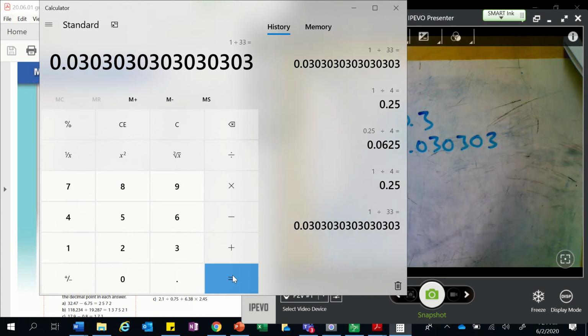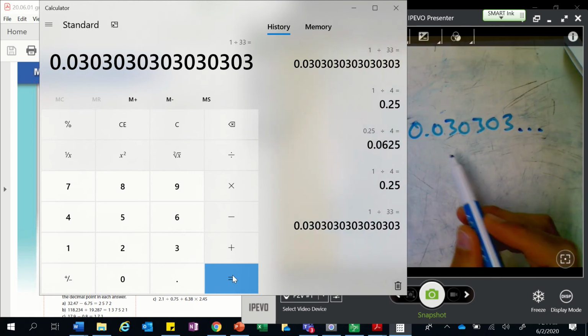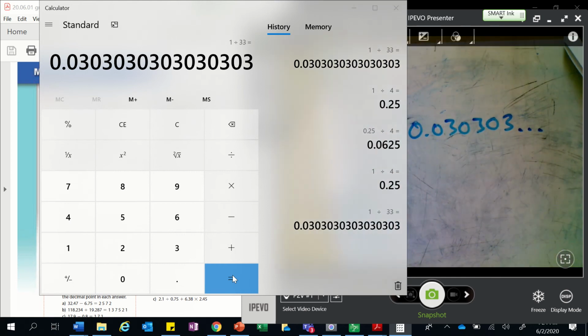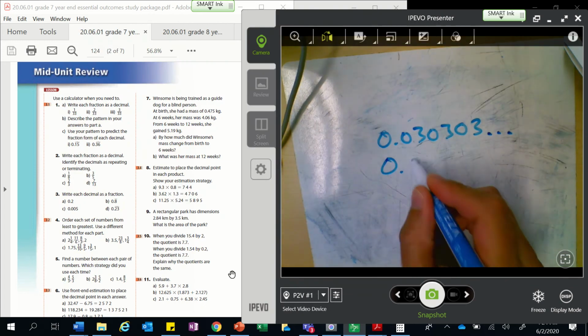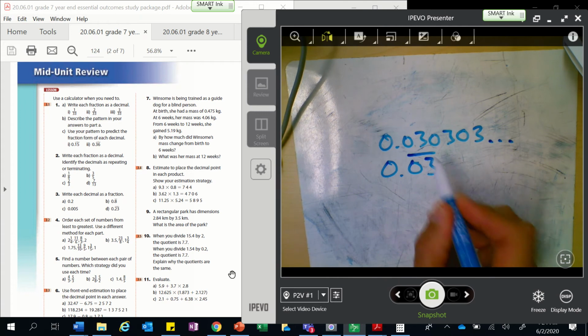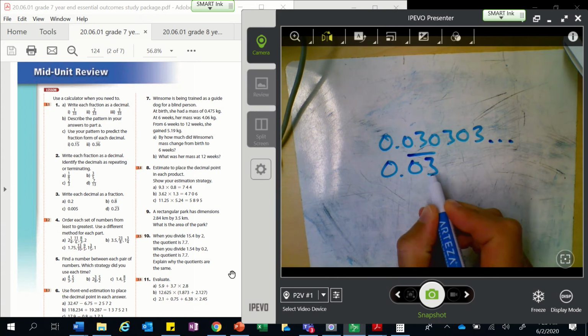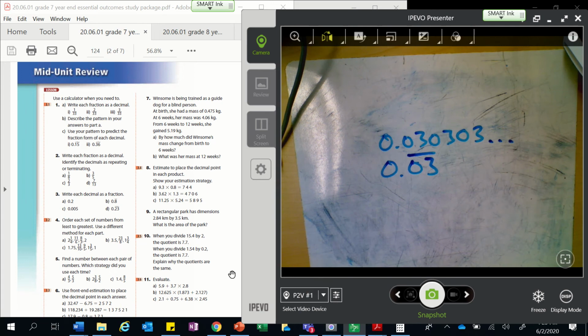0.030303. And it seems to go on forever. Now, when it goes on forever, you see that it is repeating 030303. The way to write that is 0.03, and since the 0 and the 3 repeat, we put a line over them, indicating that they go on forever. This is what is called a repeating decimal.